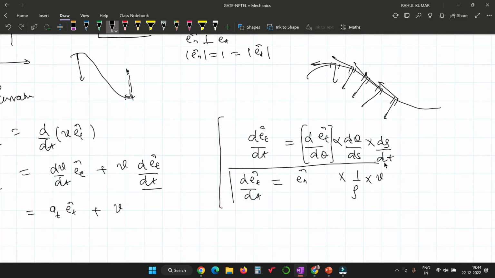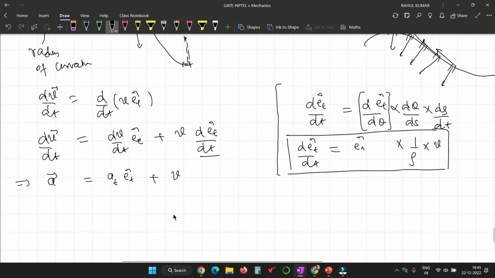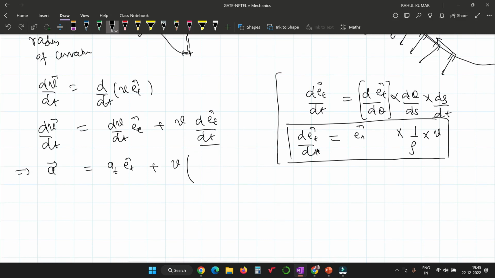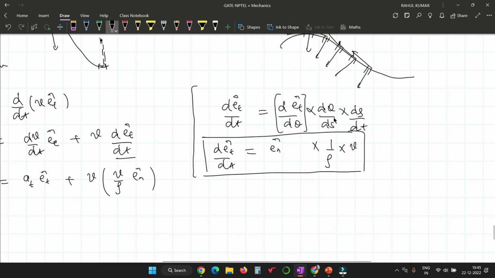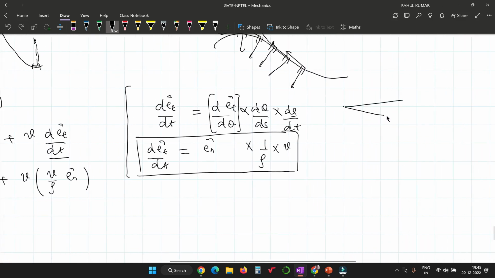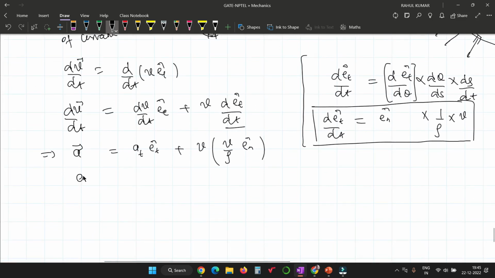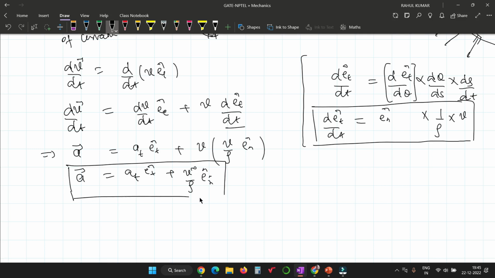I think this is the first time you have seen the derivative of a unit vector. Am I right or not? So here, det by dt you can write as v by rho En. Here 1 by rho is nothing but the curvature, the reciprocal of the radius of curvature. If it is an arch with delta theta and delta s, when theta becomes very small, it becomes 1 by rho. So what is the acceleration vector? dv by dt et cap plus v square by rho En. This is the general formula of acceleration in curvilinear motion.